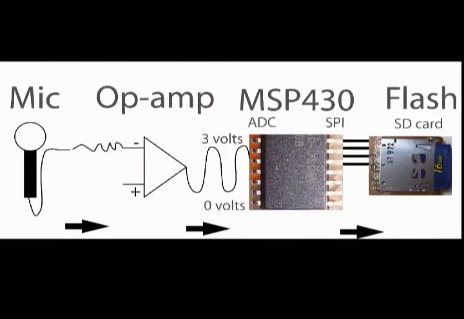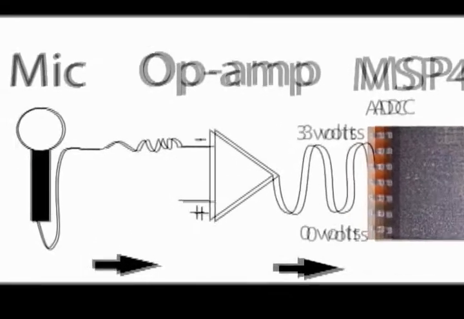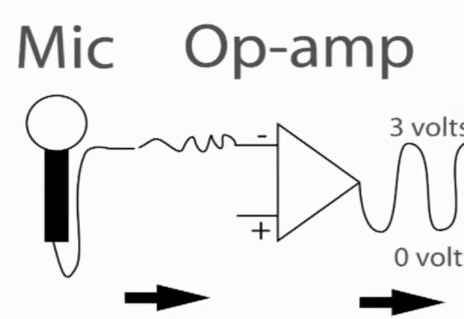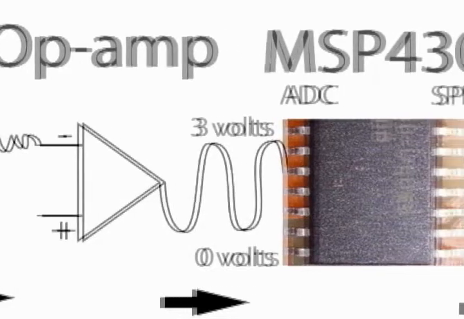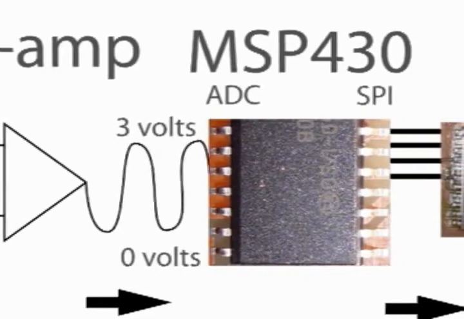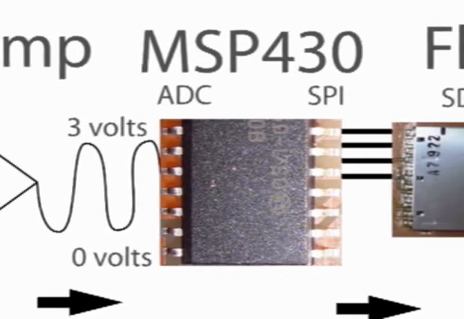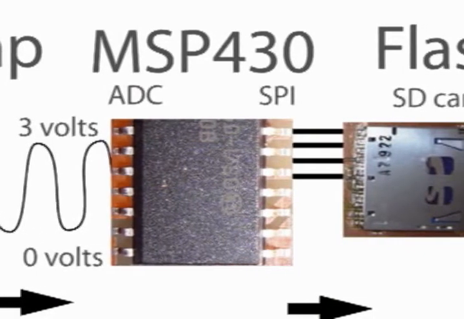Now I've added a simple amplifier and PC microphone to the prototype. The op amp converts the tiny microphone signal into something we can measure. The output of the amplifier connects to the digital audio recorder prototype. The MSP430 converts the voltage to a number, and then we can save the audio samples.